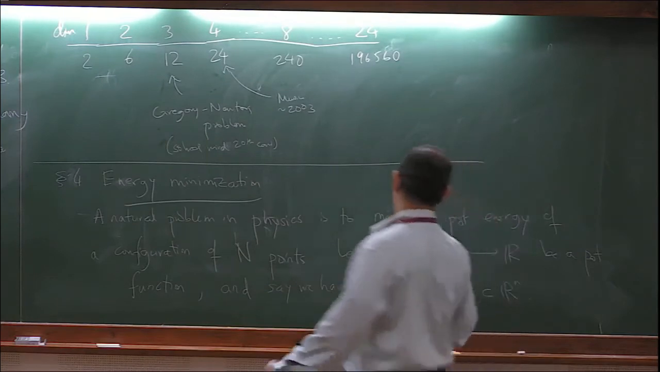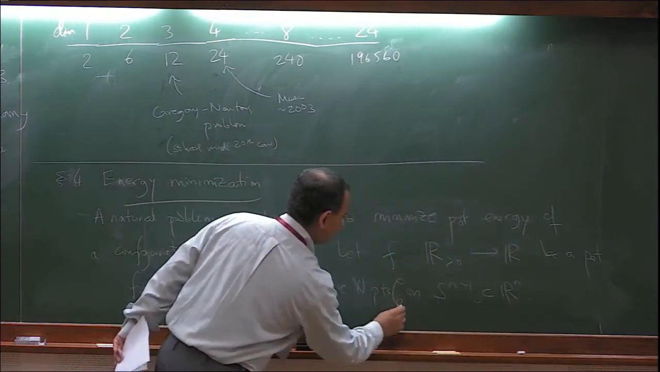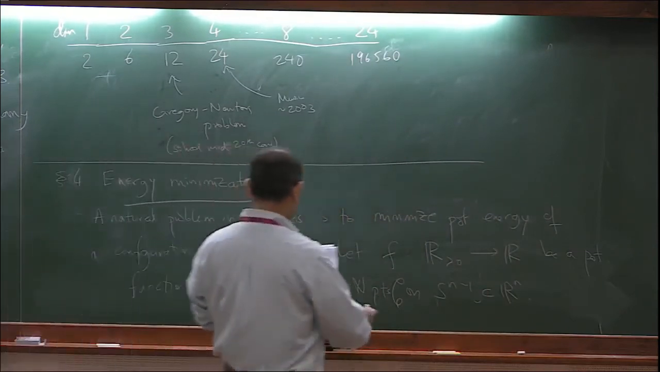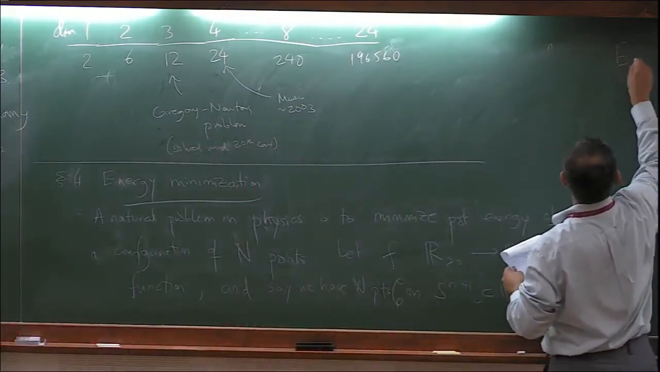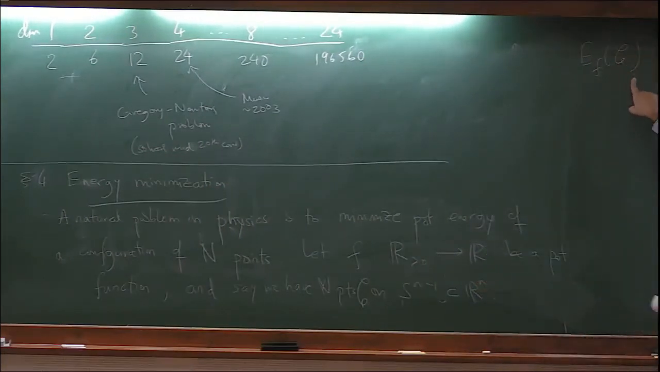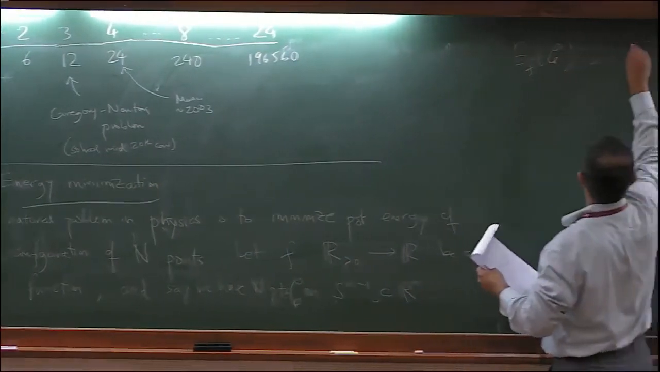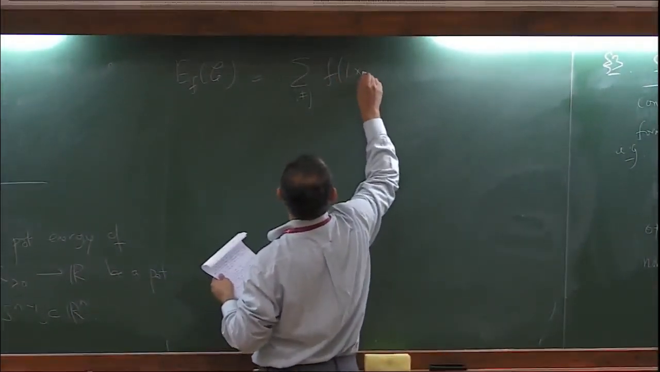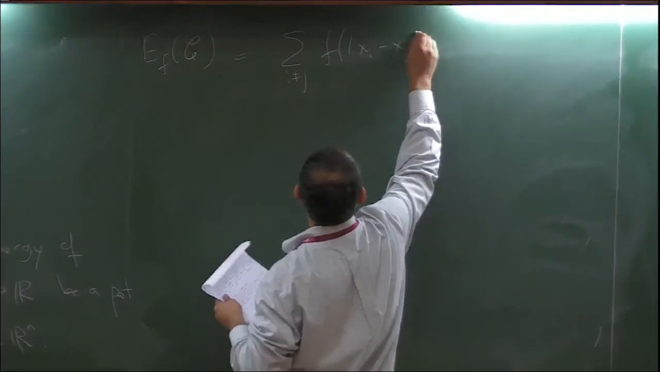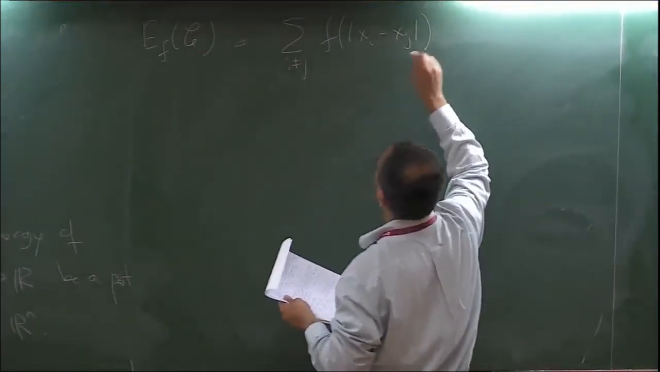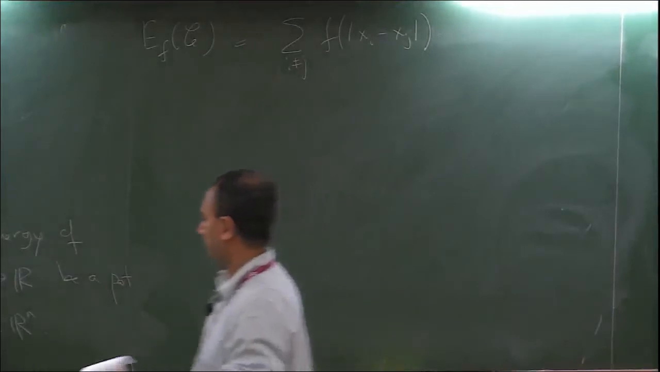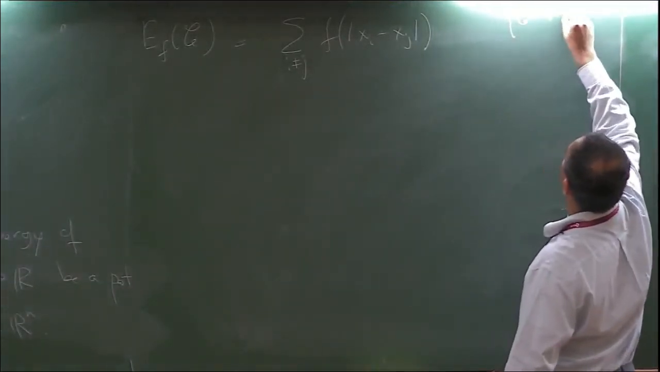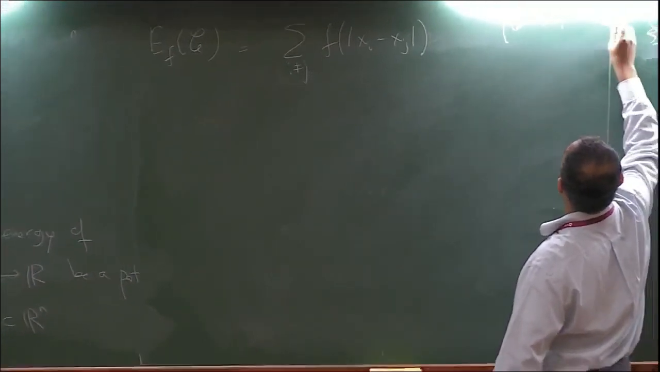So n points, let's say forming a spherical code C on S^{n-1}. The potential energy with respect to the potential function f of the spherical code is just defined to be the sum over i not equal to j of f of the distance between x_i minus x_j. Let's say these points of C are x_1 through x_n.